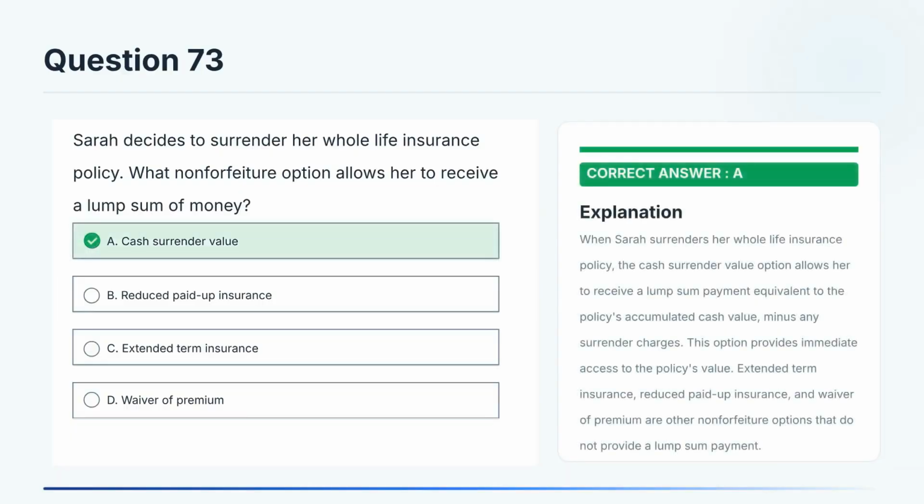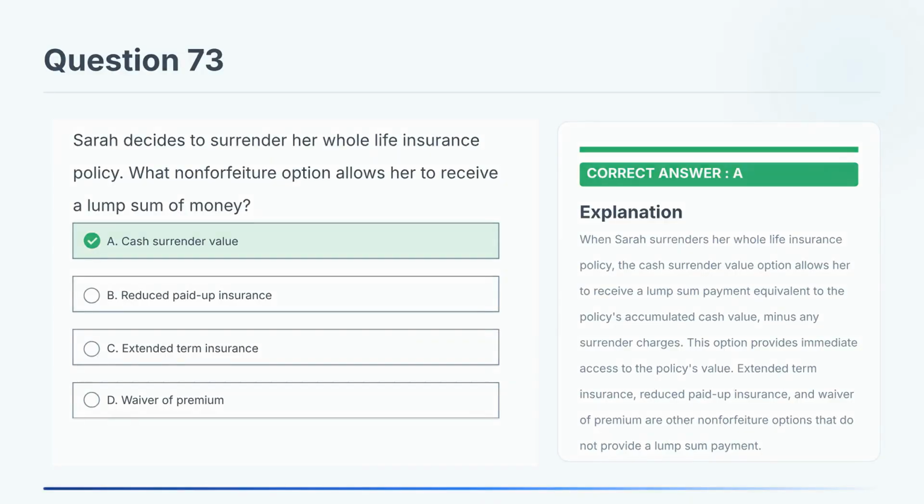The answer is A. Cash surrender value. When Sarah surrenders her whole life insurance policy, the cash surrender value option allows her to receive a lump sum payment equivalent to the policy's accumulated cash value, minus any surrender charges. This option provides immediate access to the policy's value. Extended term insurance, reduced paid-up insurance, and waiver of premium are other non-forfeiture options that do not provide a lump sum payment.